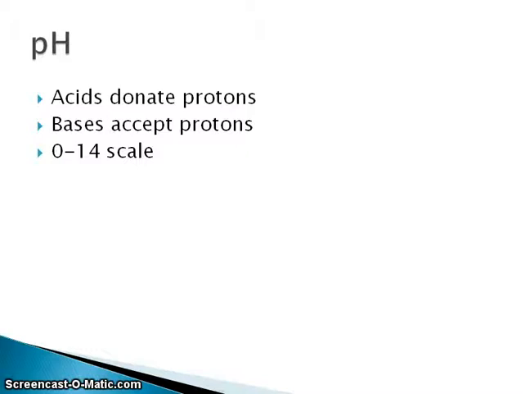Understand what the 0 to 14 scale is. I think we're all familiar that 7 is neutral, but make sure you know if it's above 7 or below 7, does that mean acid or does that mean base? Make sure you look that up.